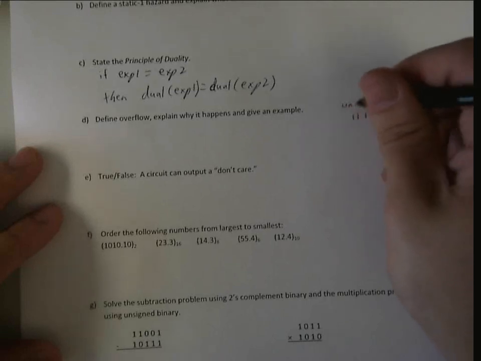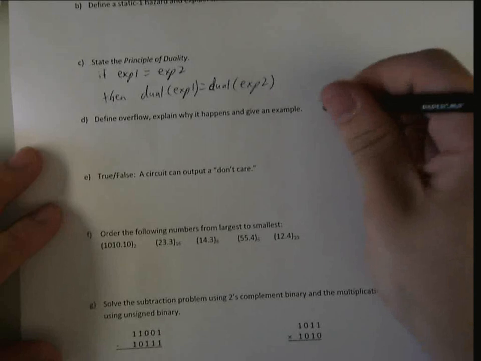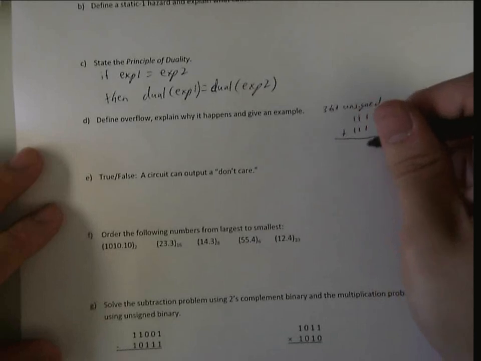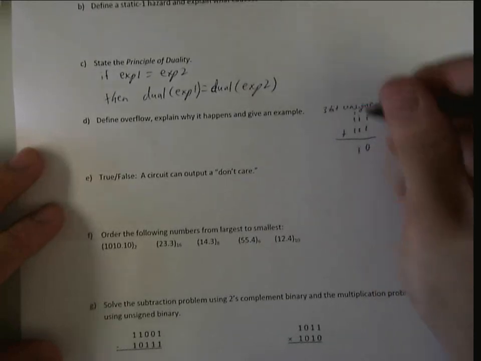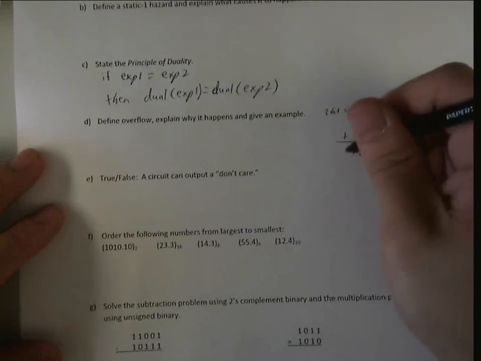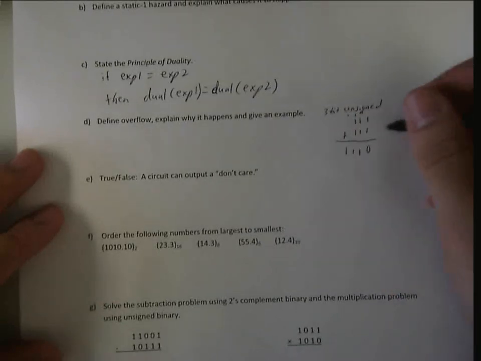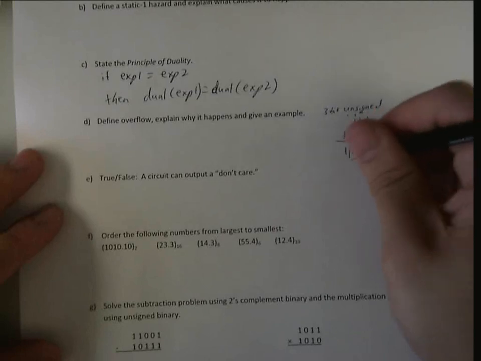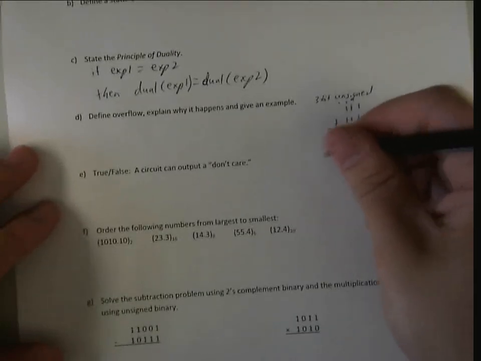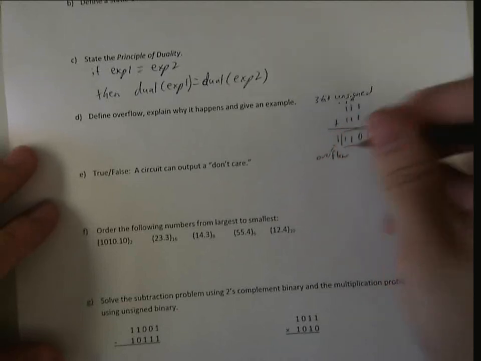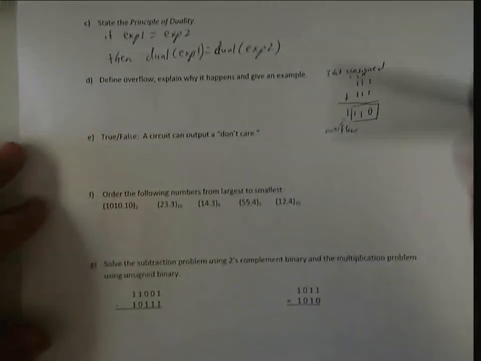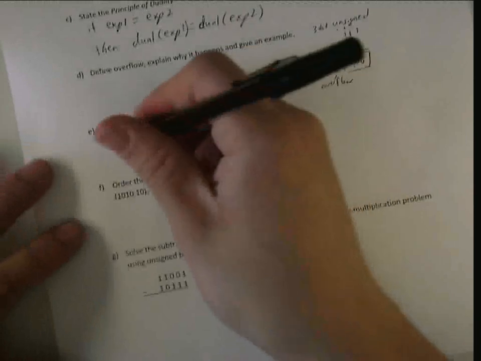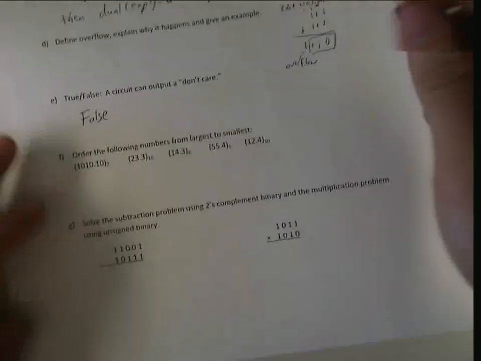with 3-bit unsigned, you have 1 1 1 plus this, so this is just going to be 0, carry the 1, 1, carry the 1, 1, carry the 1, 1. I think that's right. Yeah, that's right. And so my answer would just be this, and this would be overflow. True or false: a circuit can output a don't care. A circuit cannot output a don't care, because as soon as you implement a circuit, it will either output a 1 or a 0. So this one is false.